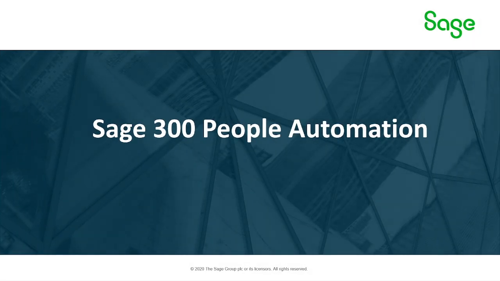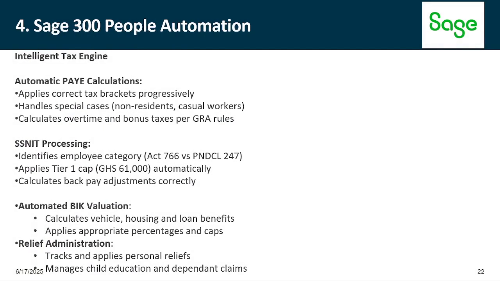Now, you may say that you understand how the SSNIT and the PAYE are computed or calculated. It's true, but at times it can get complex. So we want to make your life easier, so we are recommending a software. It's called Sage 300 People. It's a software developed by Sage International. This software has an intelligent tax engine built in, so it automatically calculates PAYE for you.